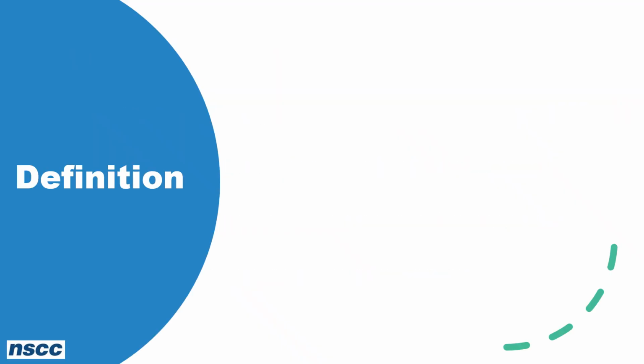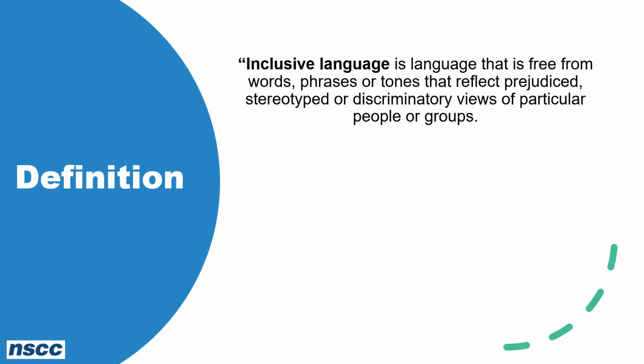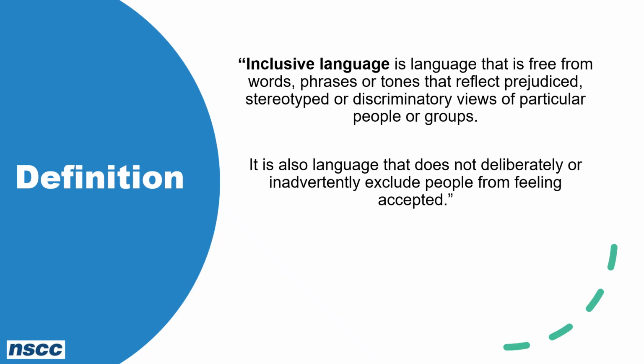What is inclusive language? Inclusive language is language that is free from words, phrases, or tones that reflect prejudiced, stereotyped, or discriminatory views of particular people or groups. It is also language that does not deliberately or inadvertently exclude people from feeling accepted. This comes from the British Columbia Public Service, 2018.